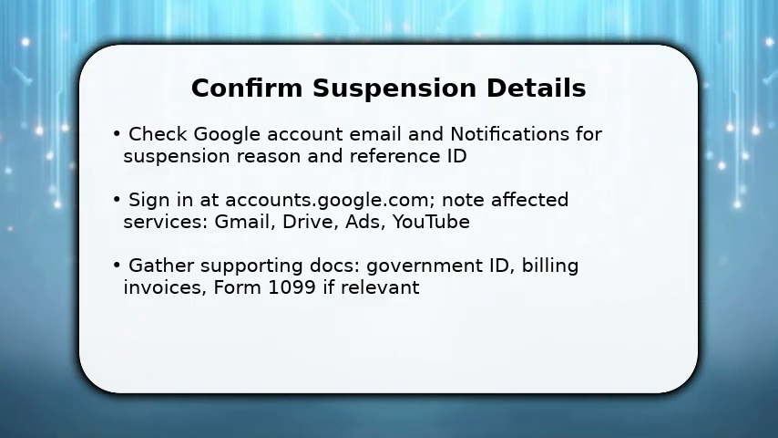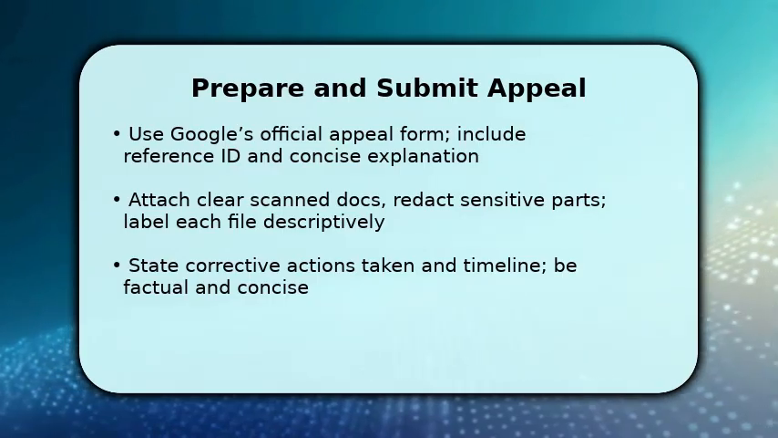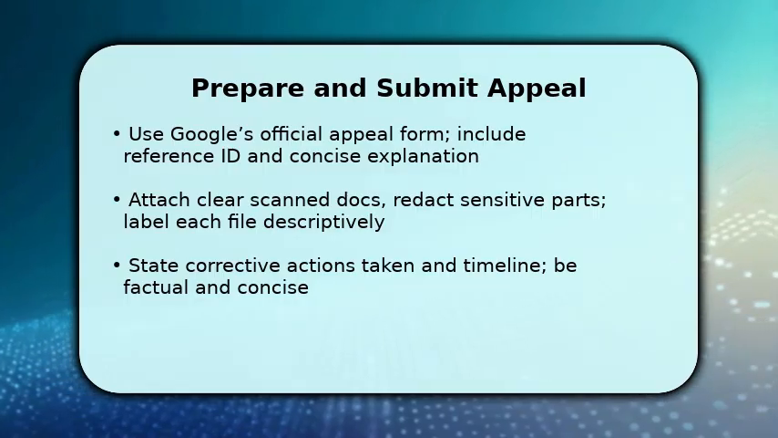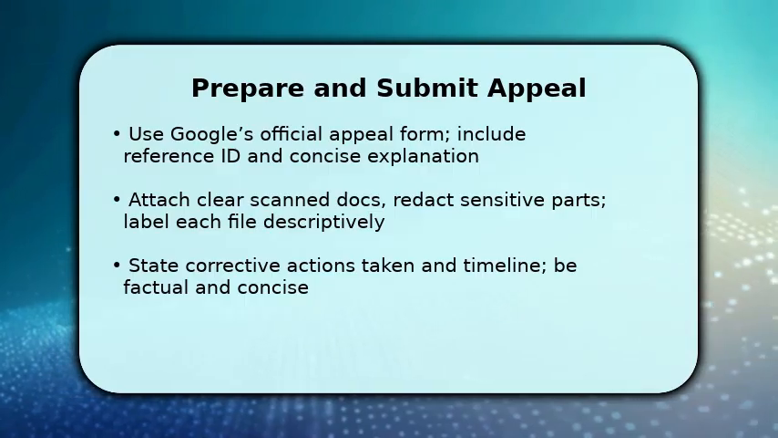Now prepare your appeal deliberately. Open the official Google appeal form and paste the suspension reference ID at the top so reviewers can match records. Explain what happened in one clear paragraph, then list corrective actions and exact dates.